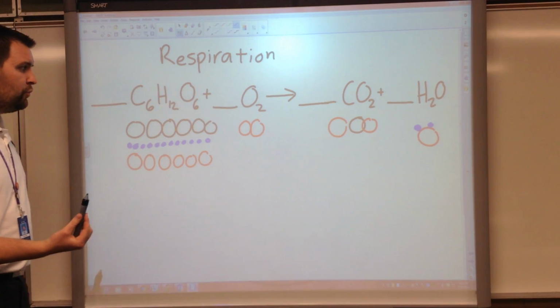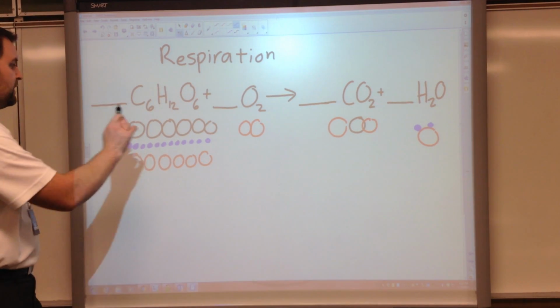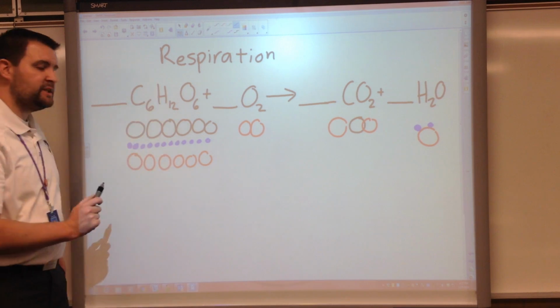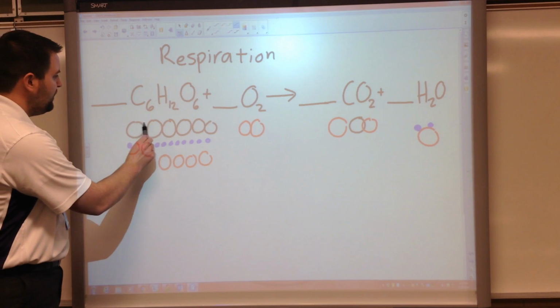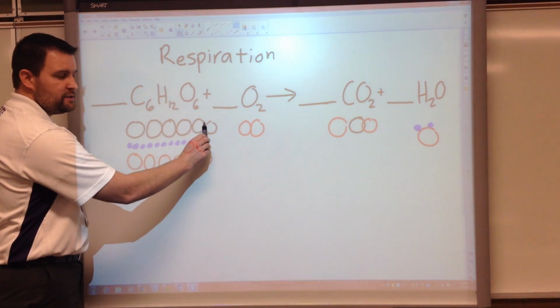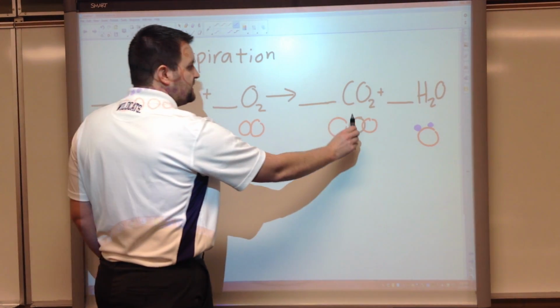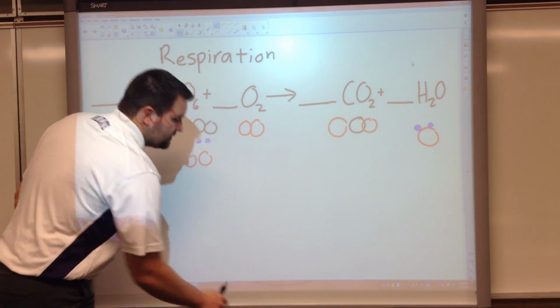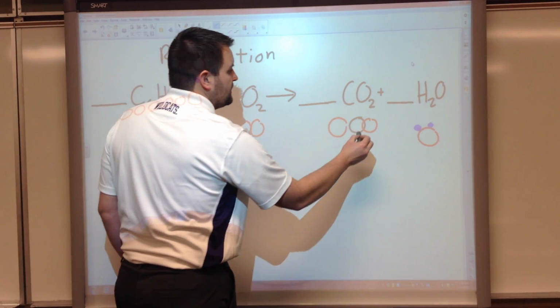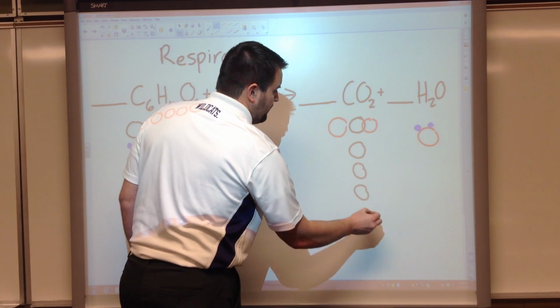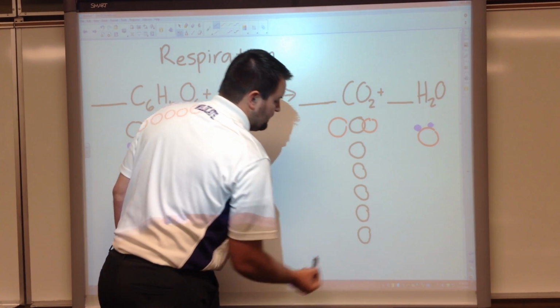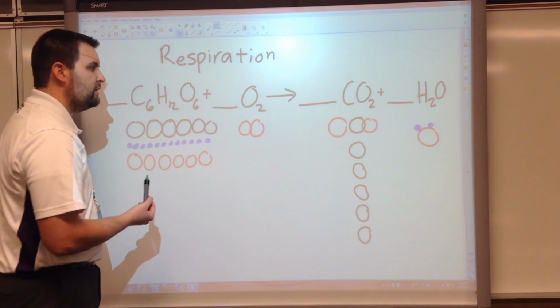So starting with that rule, to start with, end with oxygen and then have my hydrogen be second to last, that means I should start with carbon. So if I look at this, I have 1, 2, 3, 4, 5, 6 carbons on this side. I need to have 6 carbons on this side. So I'm going to add CO2 molecules. So I have 1, 2, 3, 4, 5, 6. 6 carbons. So now my carbons balance.